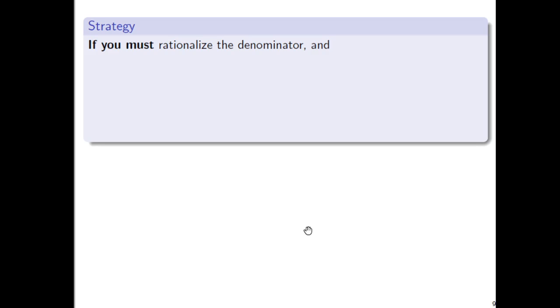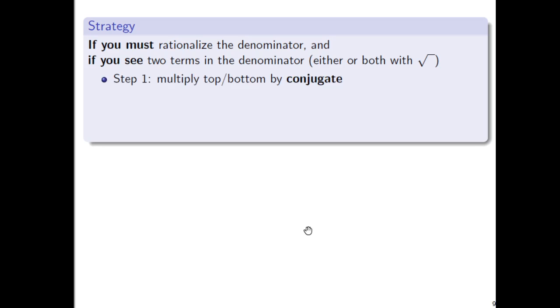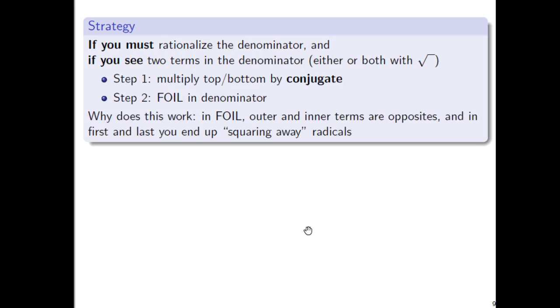So here's a new strategy. If you must rationalize the denominator and you see two terms in the denominator with either or both having a radical, then step 1, multiply the top and bottom by the conjugate. Step 2, FOIL in the denominator, and that will all work out. The reason it's going to work is when you FOIL, the outside and the inside terms in your 4 terms of FOIL are going to be opposites, and they will cancel each other out. And in the first and last of the FOIL, you end up squaring away radicals.